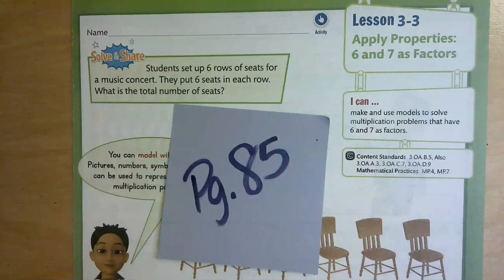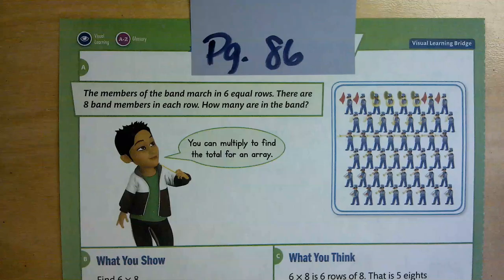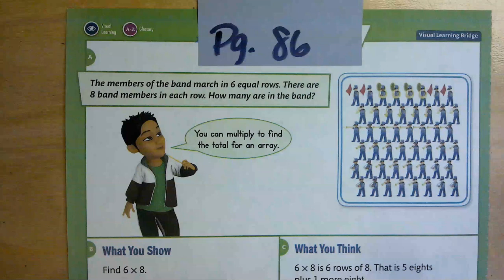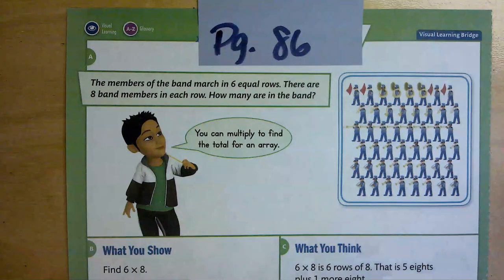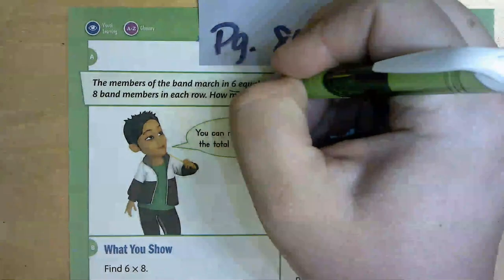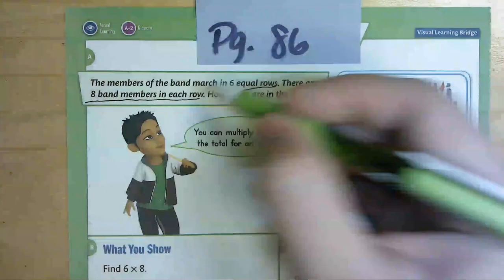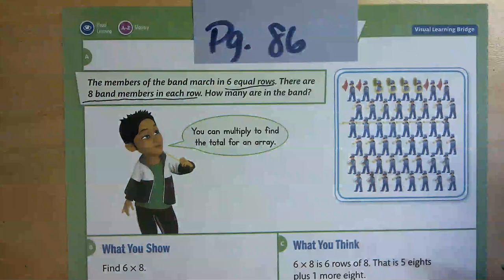So let's go ahead and jump into it by turning to the next page, page 86. So here on page 86, if you're not there, pause the video and get there with me right now. On page 86, it says the band members of the band march in 6 equal rows. Will you underline 6 equal rows with me? There are 8 band members in each row. How many are in the band?